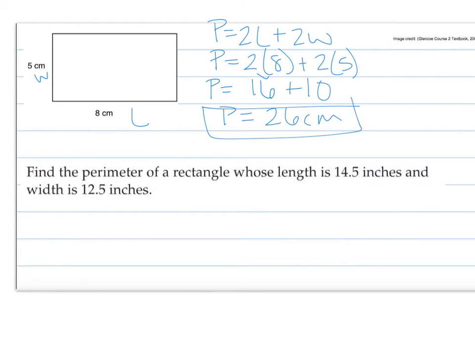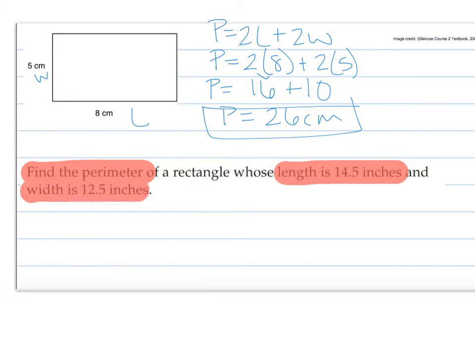Alright, we're going to find the perimeter. Now, sometimes you're going to have to draw a picture. You're going to see word problems. Do not panic. Just look at the important information. So, I see that I'm being asked to find the perimeter when the length is 14.5 and the width is 12.5. So I simply write down the important information, looking for perimeter. Length is 14.5. Width is 12.5.